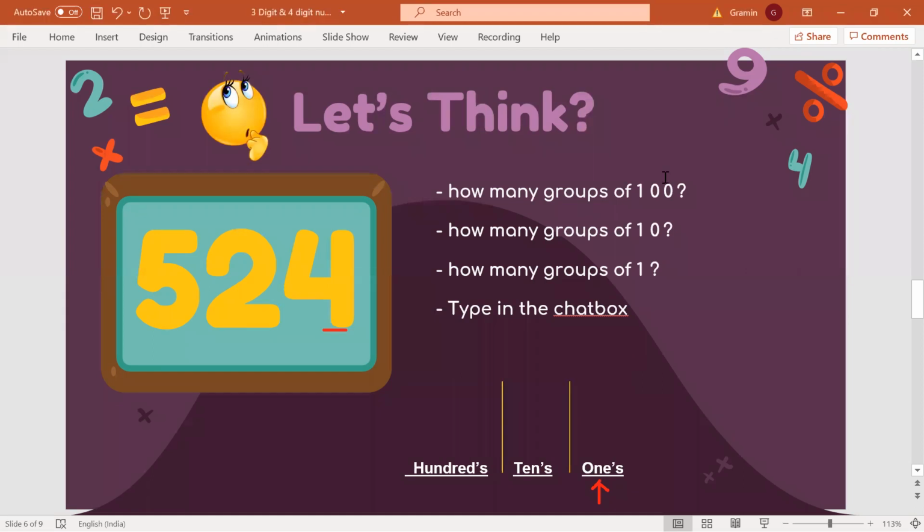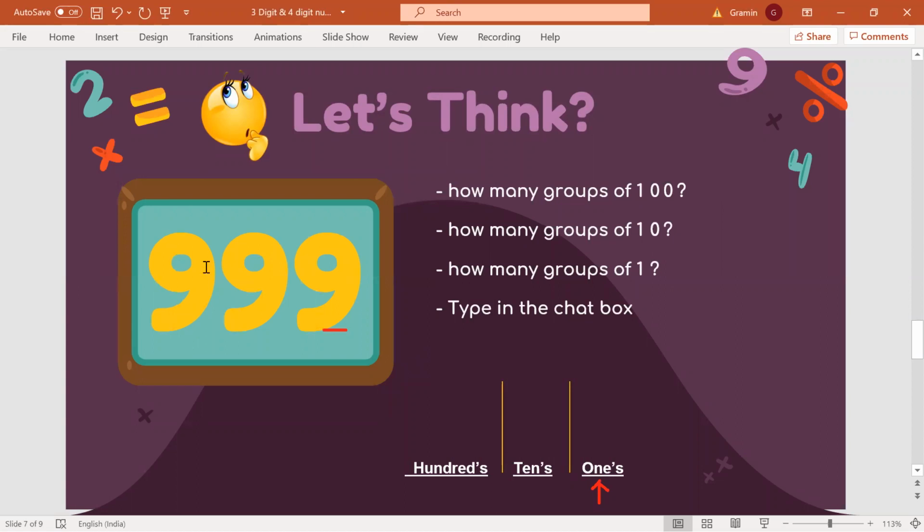So now quickly we are going to summarize whatever we have learned. This you will do as homework. We have a number in front of us, 999, and we will again identify how many groups of hundreds, how many groups of 10, and how many groups of 1 are there. This you will do as homework.